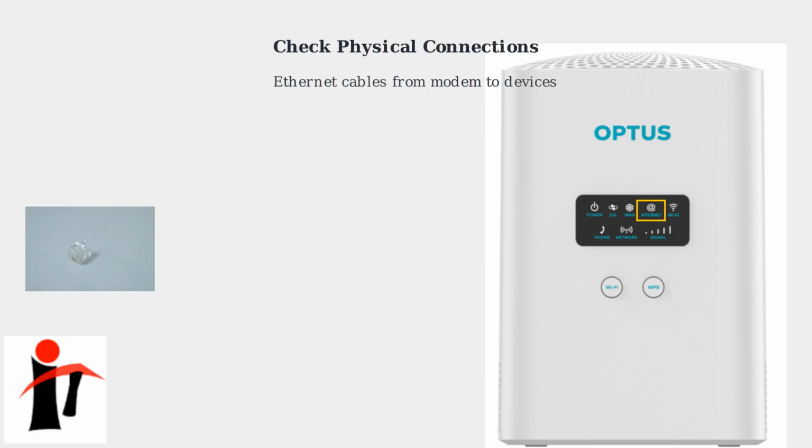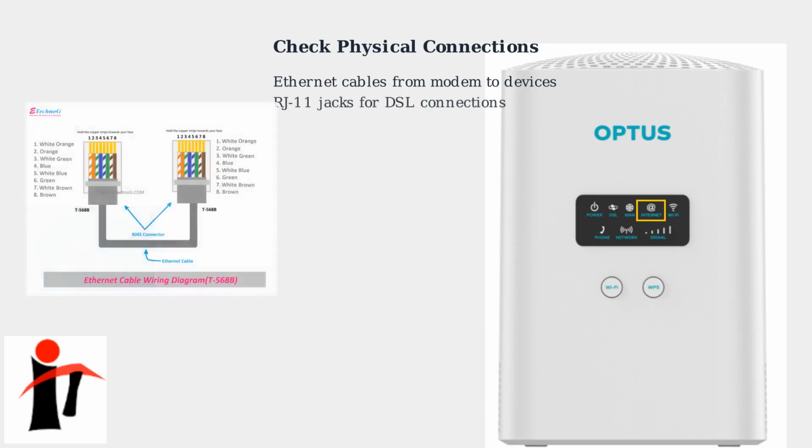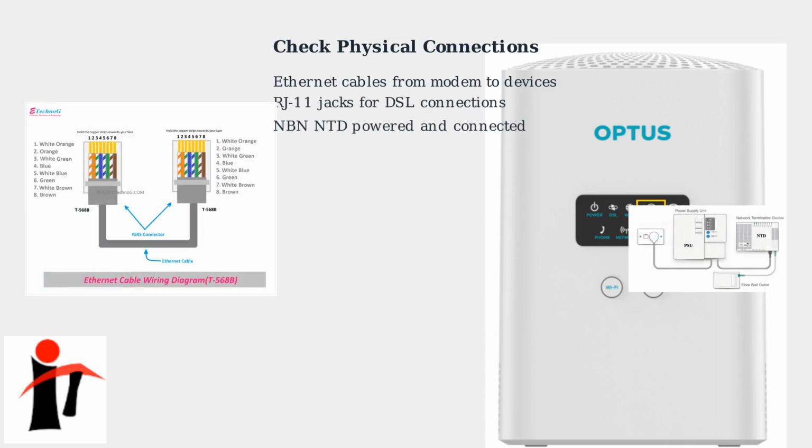Start by checking all physical connections. Ensure Ethernet cables between the modem and your devices are securely plugged in. For DSL connections, verify RJ11 jacks are properly inserted. Make sure your NBN network termination device is powered on and correctly connected to the fiber wall outlet.